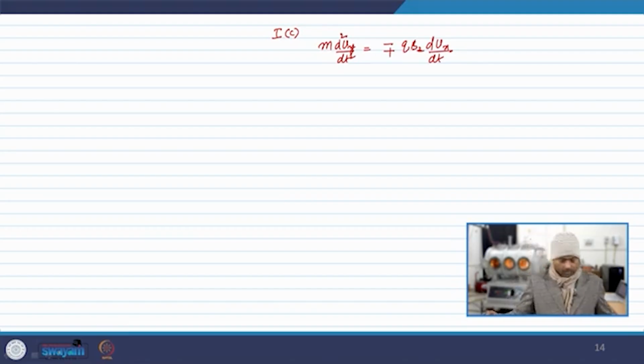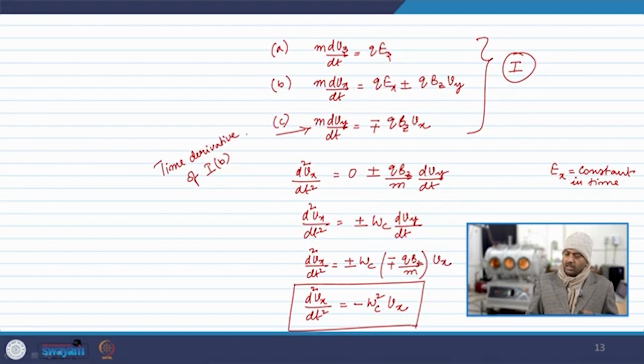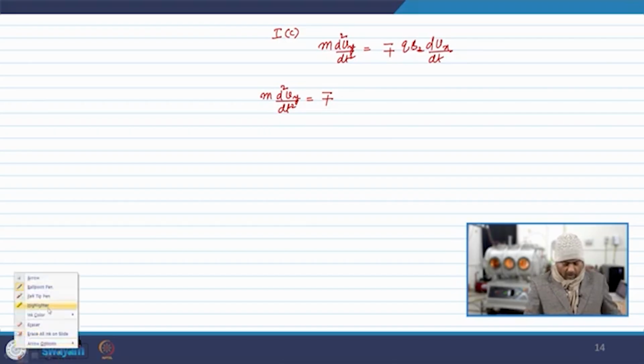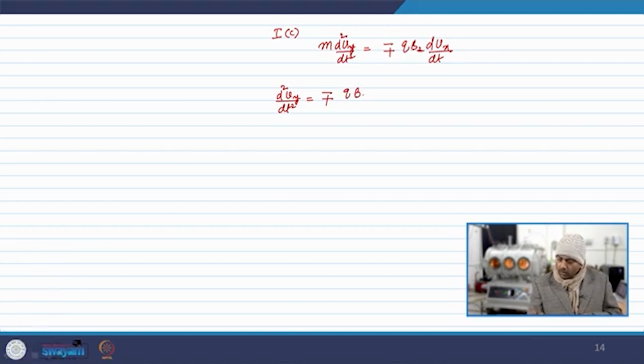Right, this is what we have. So we have to now substitute dVx by dt from Roman 1b. Okay, we will do that. m d square Vy by dt square is equal to minus plus, or rather what I will do is I will take this mass onto the other side and I write q Bz by m, just one step for the sake of clarity, right.